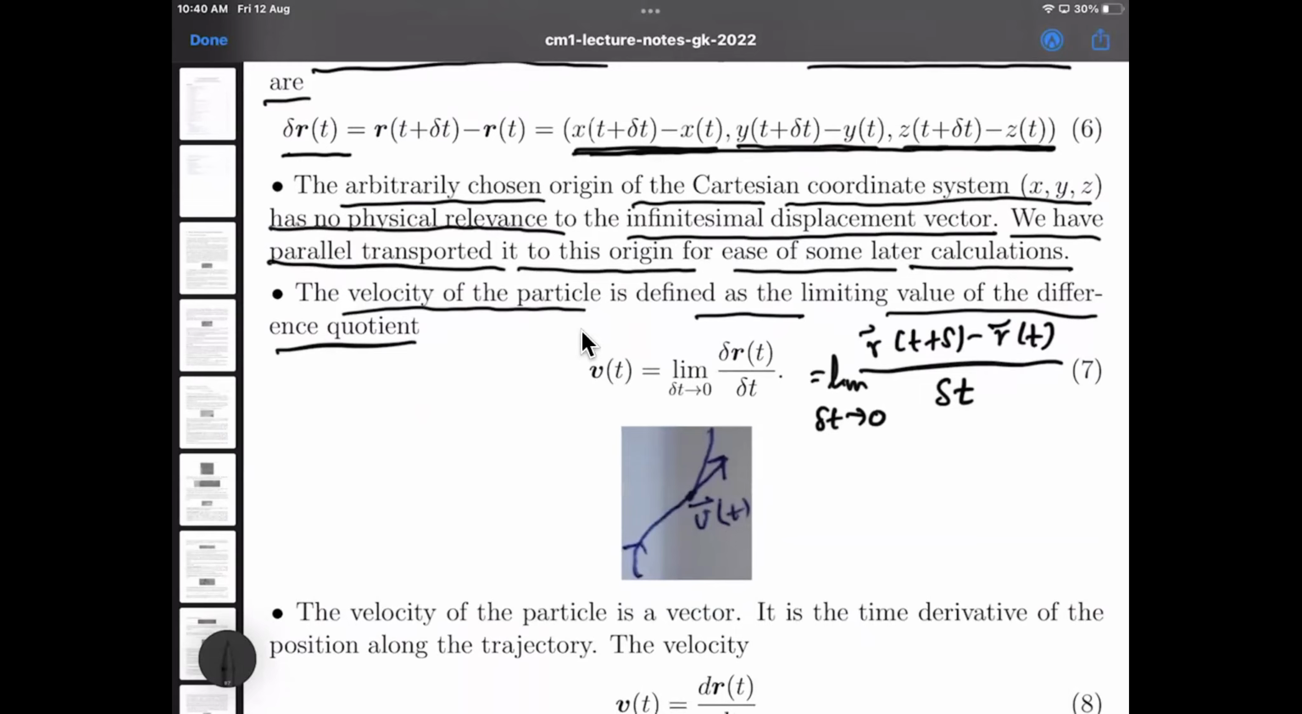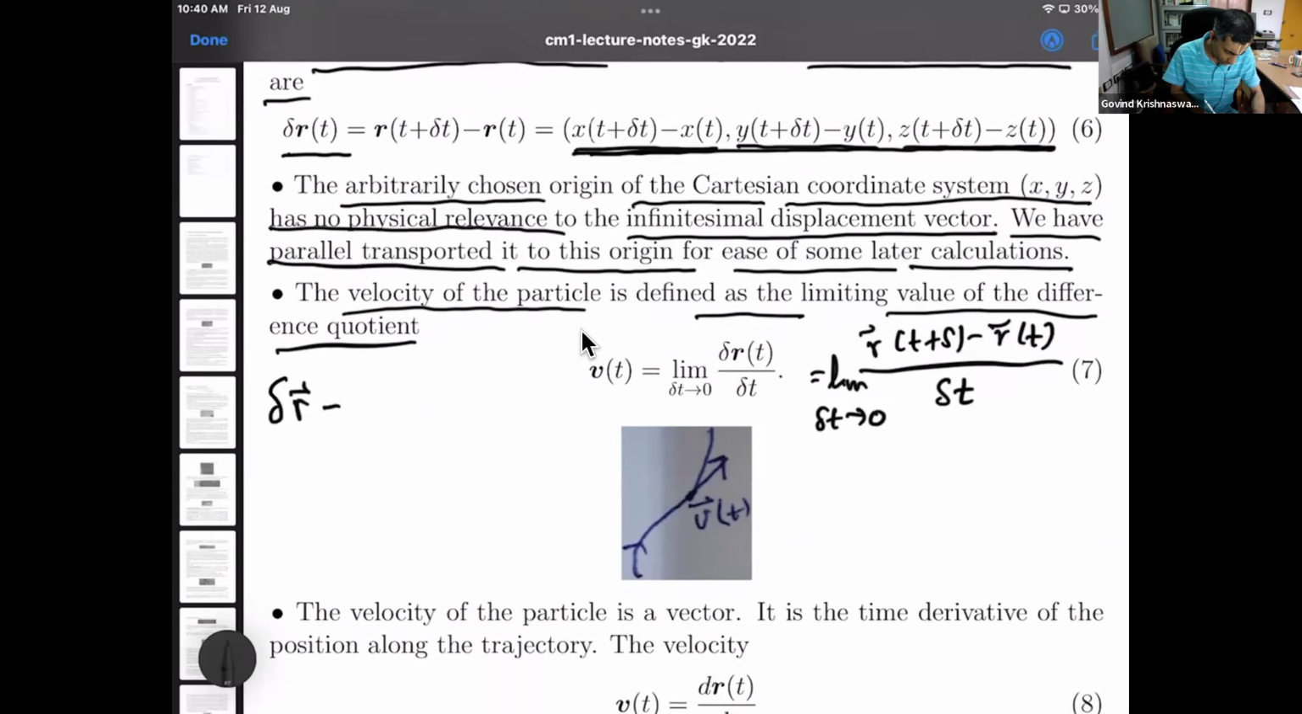Sir, why partial derivative? No, I have not mentioned any partial derivative. I simply introduced a symbol delta r to denote any small change in r. So there is nothing partial or full or anything about this. It is simply the difference in vectors at two instants of time.